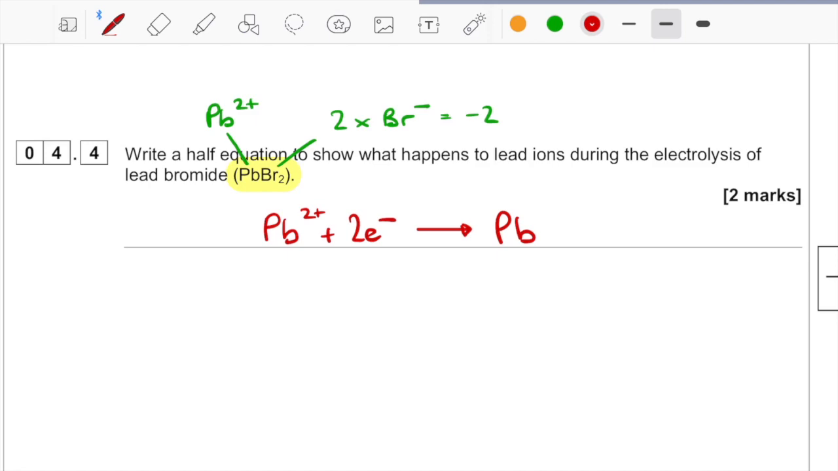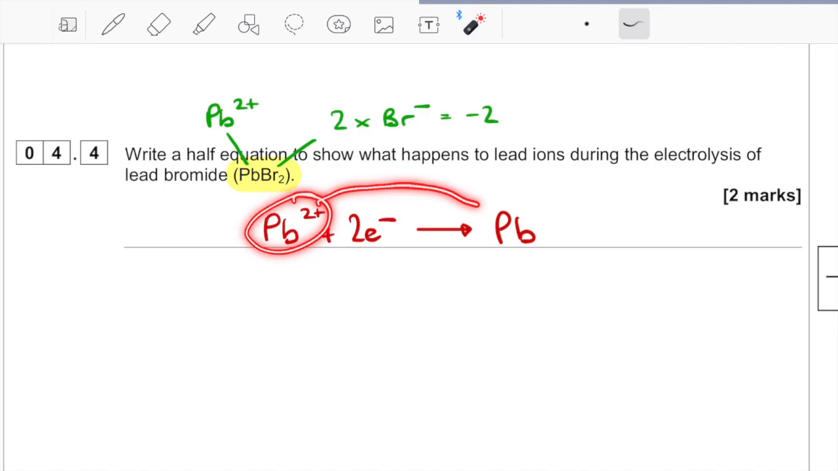So it's 2 marks. The first mark is for recognizing you go from lead 2+ to lead. And then the second mark is by making sure you have the right number of electrons on the correct side of the equation.